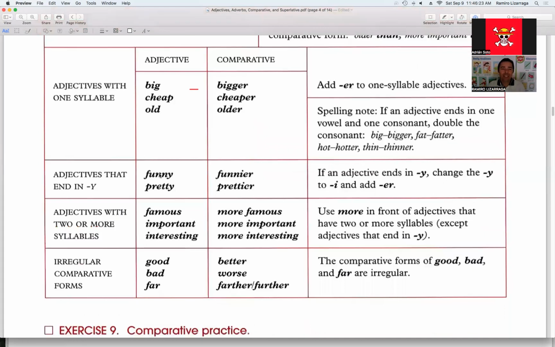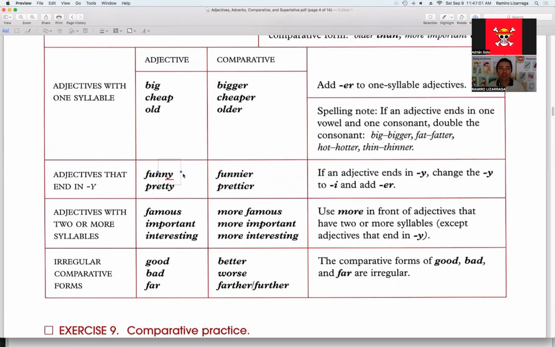Take a look at these adjectives, funny and pretty. When the adjective ends with Y, what are we going to do? We're going to change Y to I and add ER. And this time it's going to be funnier or prettier, okay?